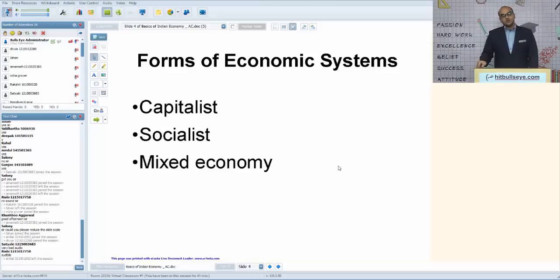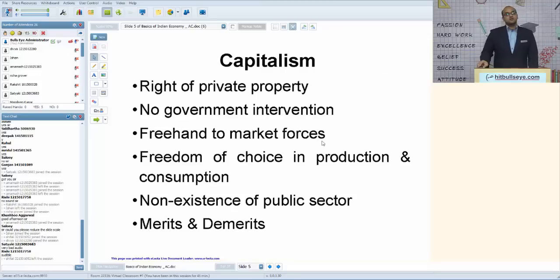So moving on to forms of economic systems. There are different ways in which we can utilize the resources to the best of our abilities. There are different philosophies and different ideologies behind them. This is something that we will be discussing in the subsequent slides. The first economic system that we'll discuss is capitalism. It is one of the most popular ones today.